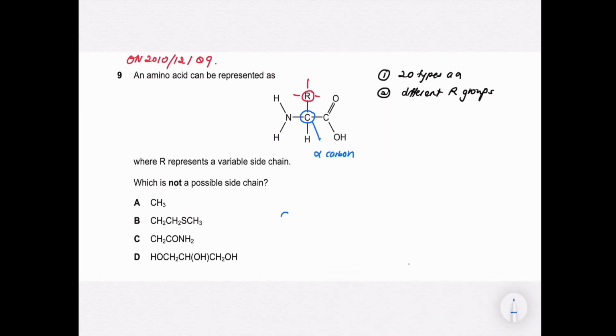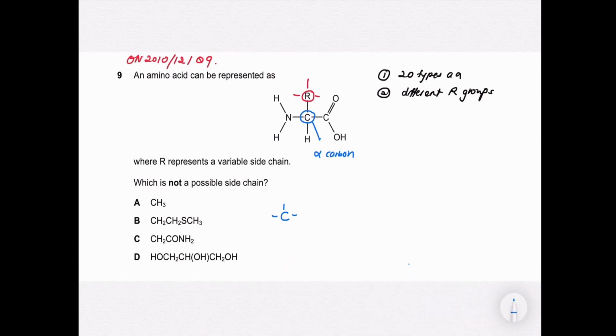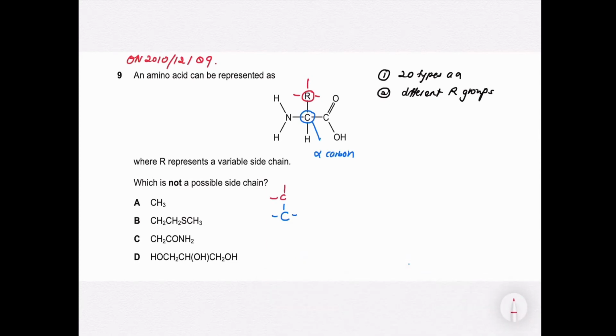So imagine you have the alpha carbon here. Okay, CH3. So I have the 3 bonds here. Is it possible for the CH3 to be attached? CH3, yes, no problem. So let's see if B, if it's a possible side chain.